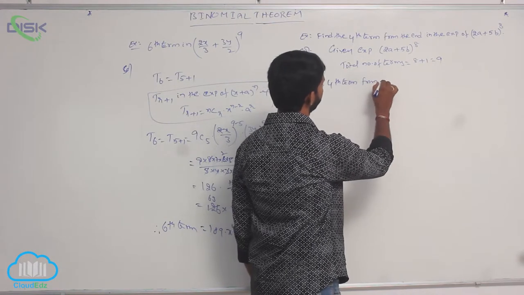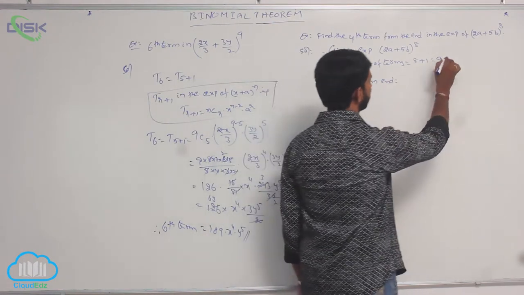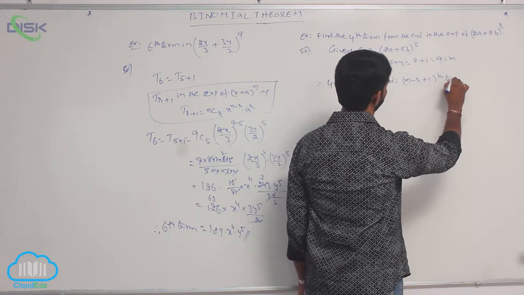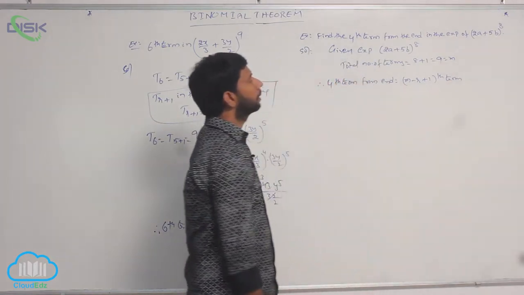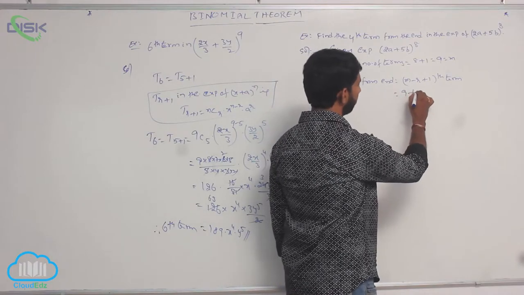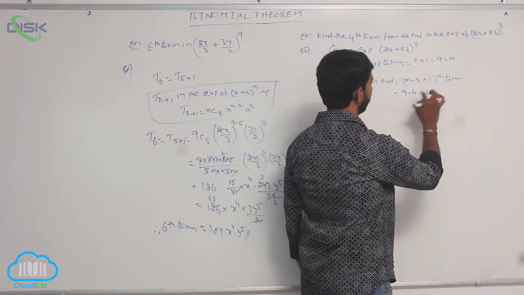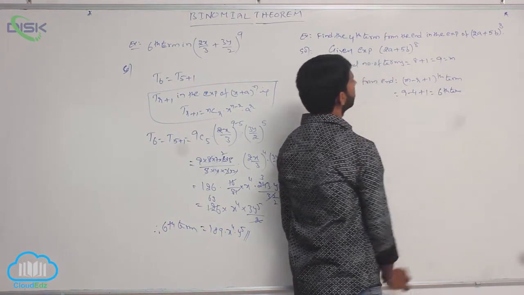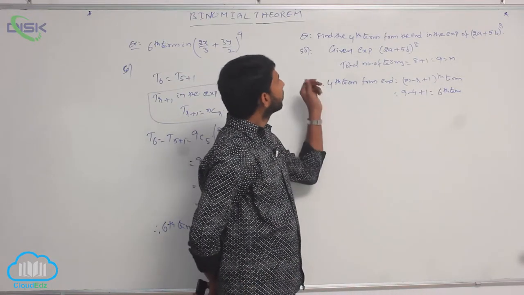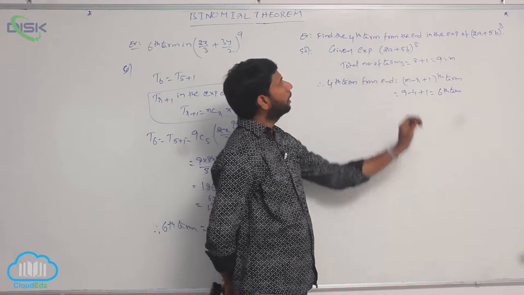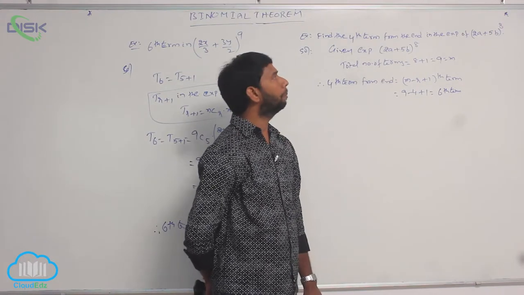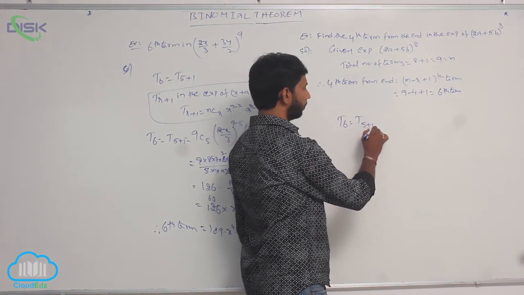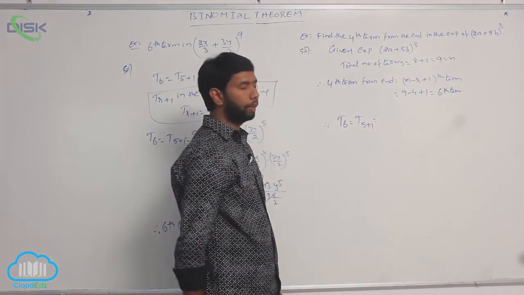Therefore the fourth term from the end is the (m - r + 1)th term, that is 9 minus 4 plus 1, which is 9 minus 4, 5, 5 plus 1, the sixth term. The sixth term is the fourth term from the end in the expansion of (2a + 5b)^8. Now find the sixth term: T6 is equal to T(5+1).